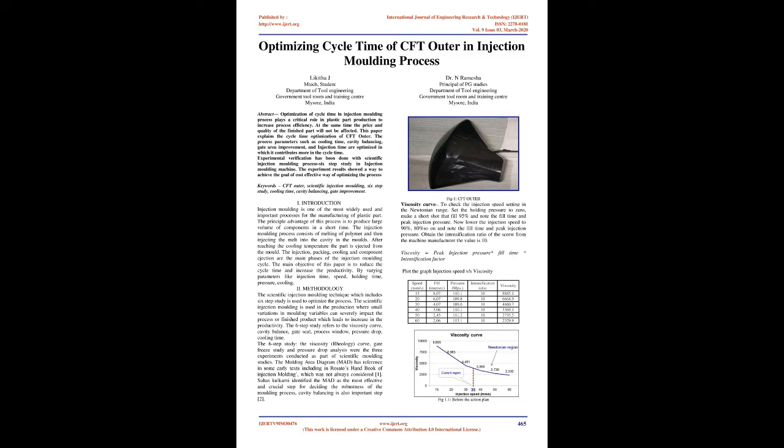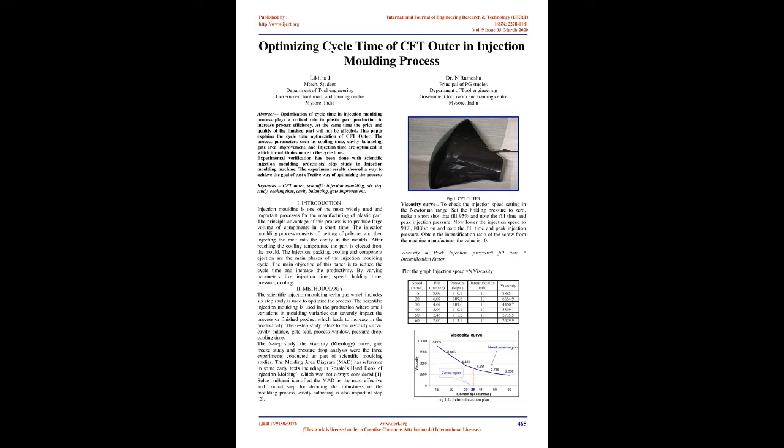The injection, packing, cooling and component ejection are the main phases of the injection molding cycle. The main objective of this paper is to reduce the cycle time and increase the productivity by varying parameters like injection time, speed, holding time, pressure, and cooling.